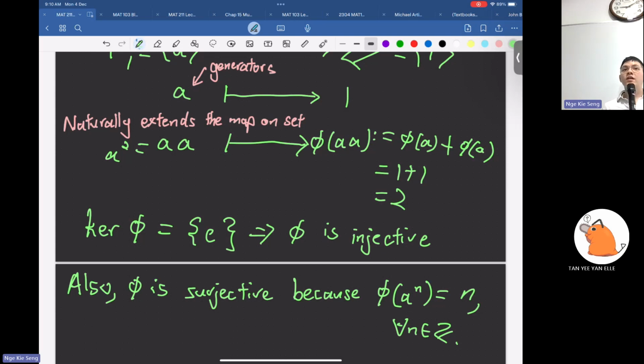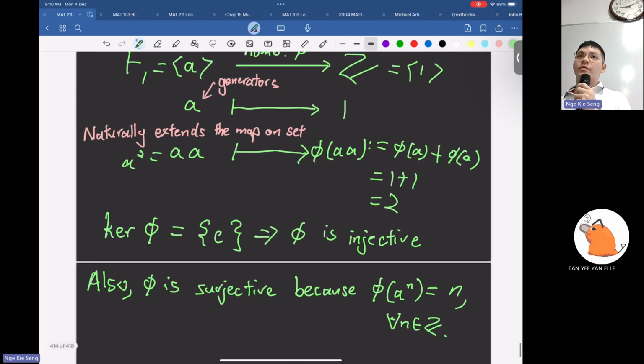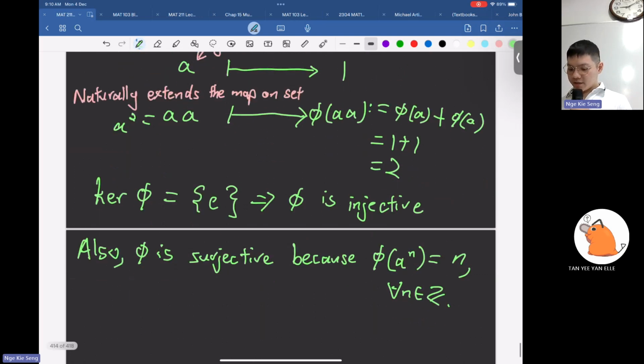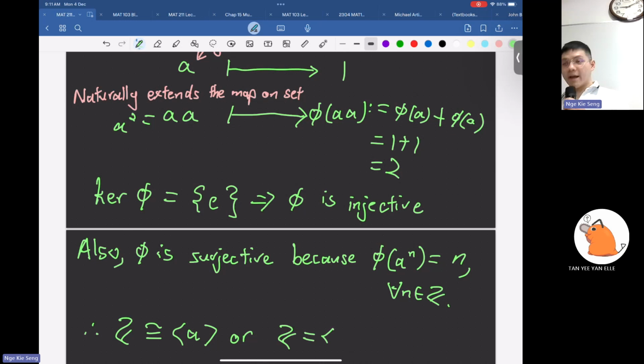So you have a bijective homomorphism, meaning you have what? You have a bijective homomorphism, meaning you have an isomorphism. Okay, so meaning Z is isomorphic to the free group generated by one element. Or more frequently, we will write Z equals to ⟨A⟩. Okay. We write Z equals to ⟨A⟩.